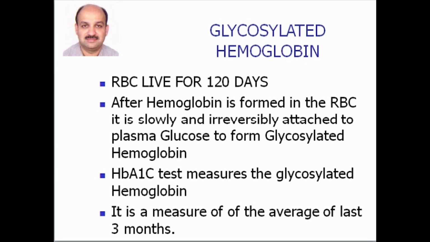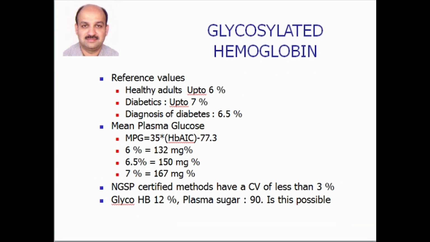level. So when we measure glycosylated hemoglobin, which is also called HbA1c, it is a measure of the glucose level for the last 120 days. So when we measure glycosylated hemoglobin in a diabetic or in a normal person, we get an average of the last 3 months of his blood glucose. The reference value for glycosylated hemoglobin in healthy adults is up to 6%. In diabetics, if it is up to 7%, we can say that the control is very good.